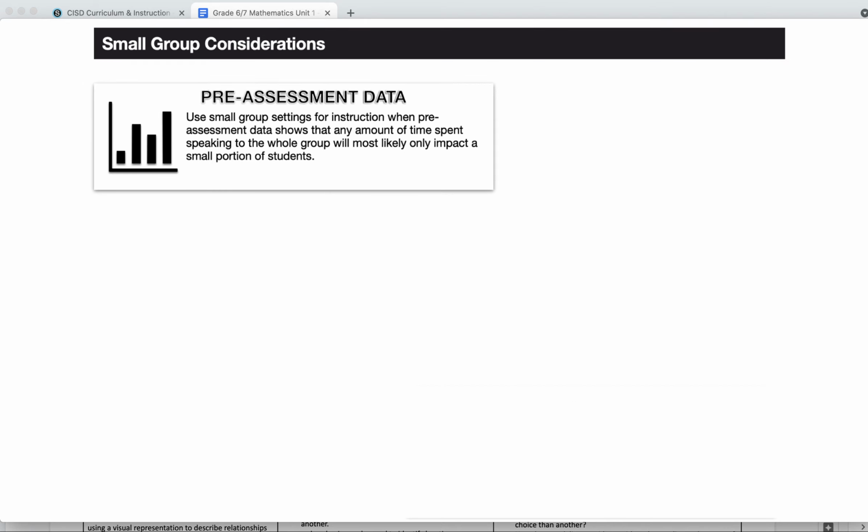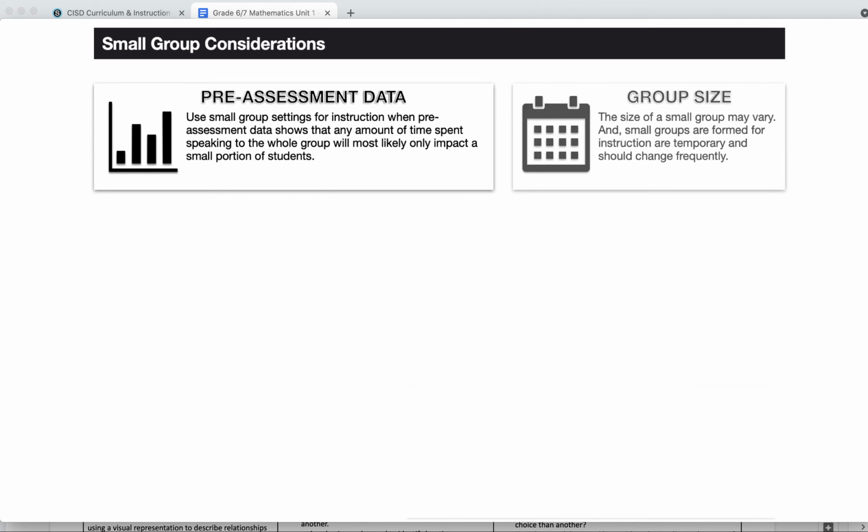When you create those small groups, consider this. We're going to use small group settings for instruction when our pre-assessment data shows any amount of time spent speaking to the whole group will most likely only impact a small portion of students. We want to lower that ratio and focus and target our instruction very intentionally.